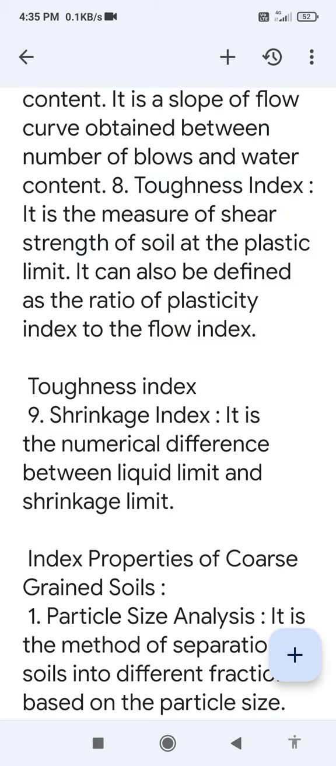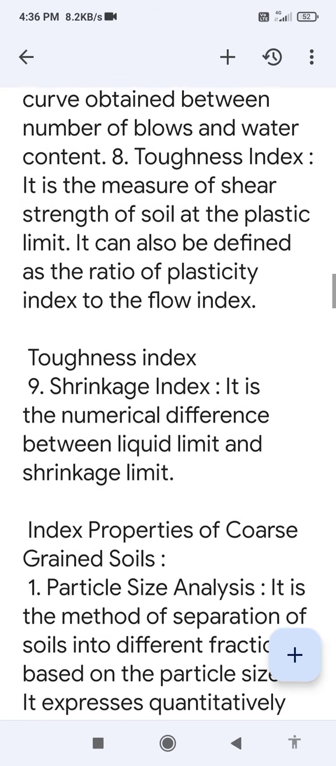8. Toughness index. It is the measure of shear strength of soil at the plastic limit. It can also be defined as the ratio of plasticity index to the flow index. 9. Shrinkage index. It is the numerical difference between liquid limit and shrinkage limit.